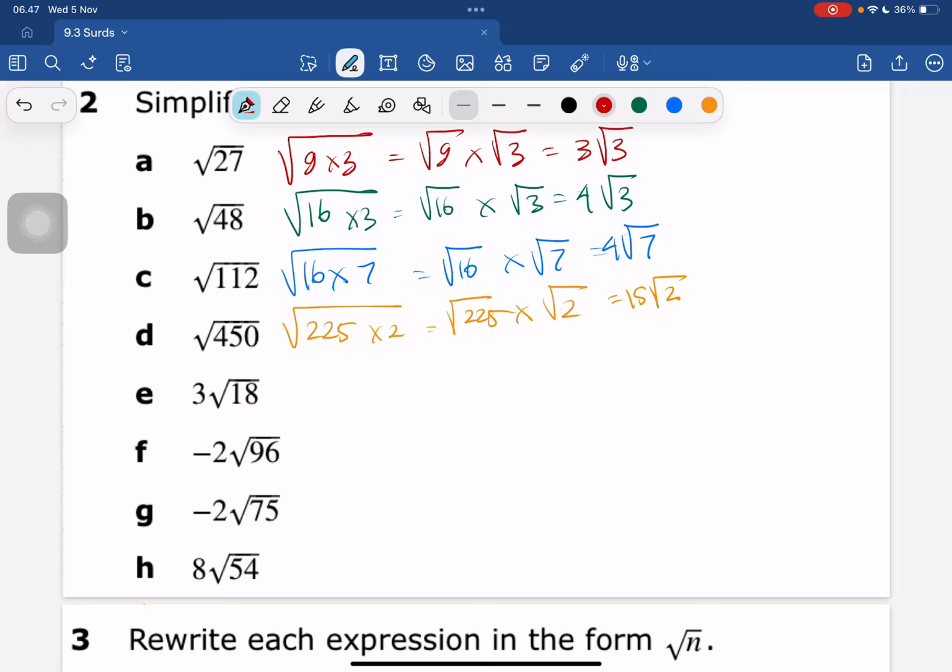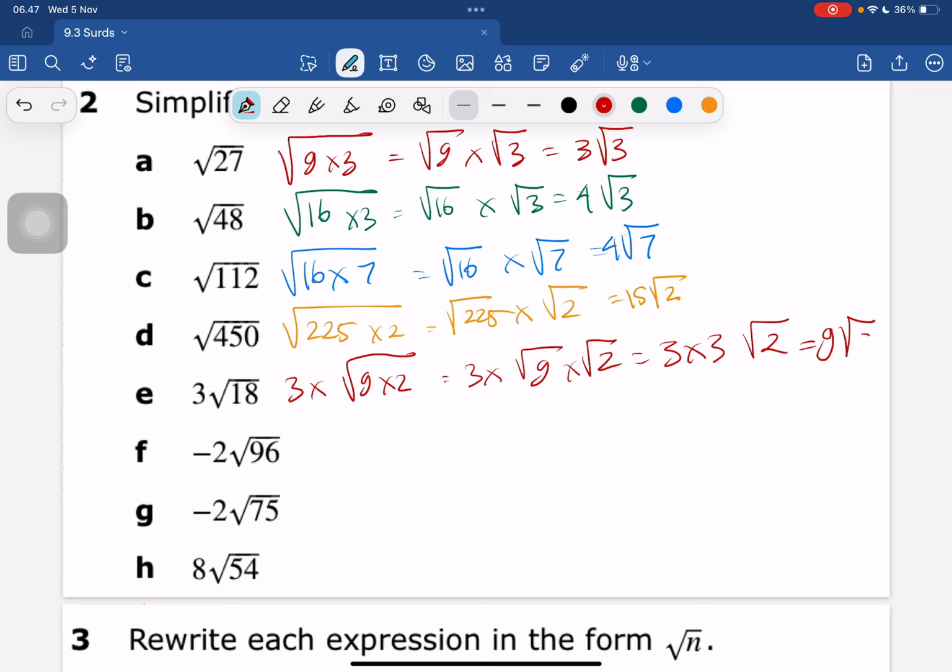Next, we got 3 times √18. How can we make 18? Which is 9 times 2. Continue: 3 times square root of 9 times square root of 2. So 3 times 3 multiplied with square root of 2. So the answer is 9 square root of 2.